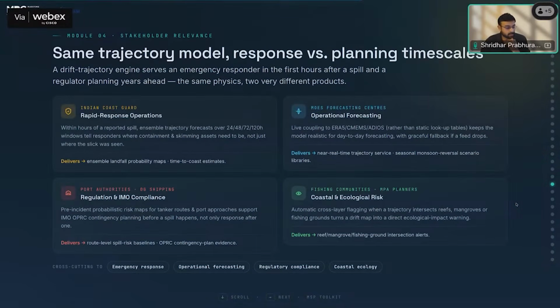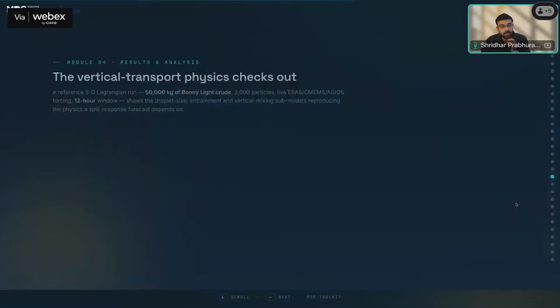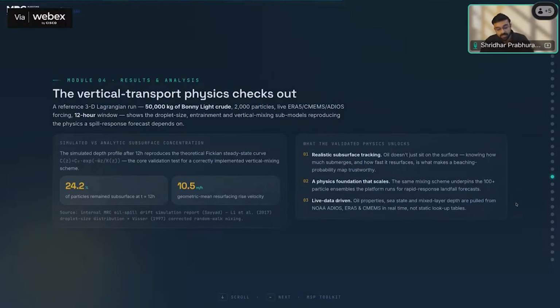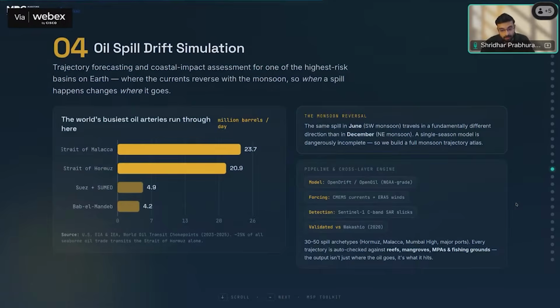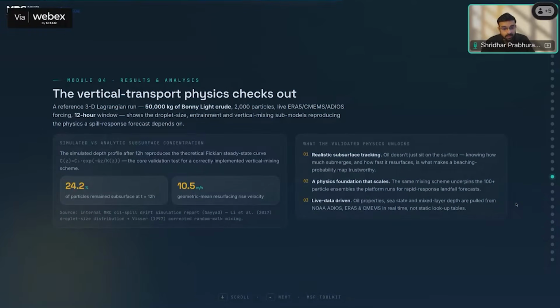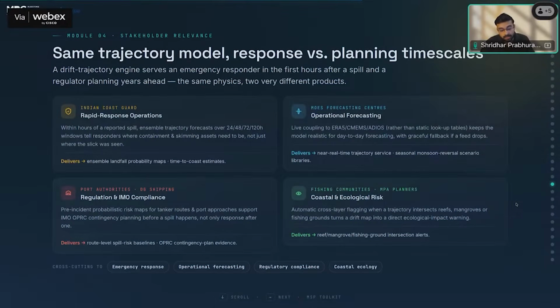I'll skip through some of this reasoning in the interest of time. What we have done is essentially run a Lagrangian model with 50,000 kg of Bonny Light crude across 2,000 particles. Across a 12-hour window, we looked at how the droplet size is expanding across the different regions and how they are spreading, and we validated it against the Vasquez 2020 work, to see that our simulation is matching the pre-existing data.